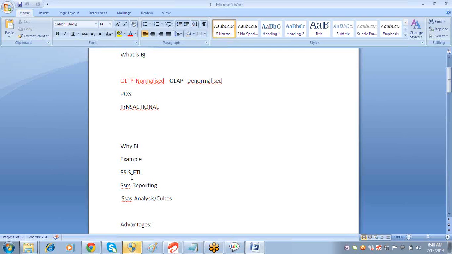Now, let's see what SSIS is. BI includes 3 tools: SSIS, SSRS, and SSAS. SSIS stands for SQL Server Integration Services, which is an ETL tool. ETL here is extraction, transformation, loading.